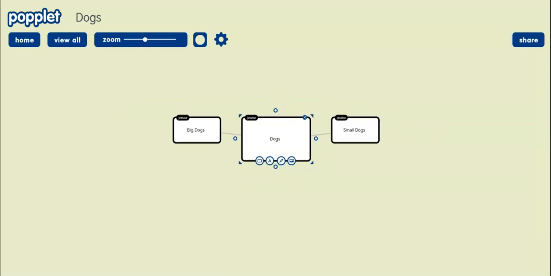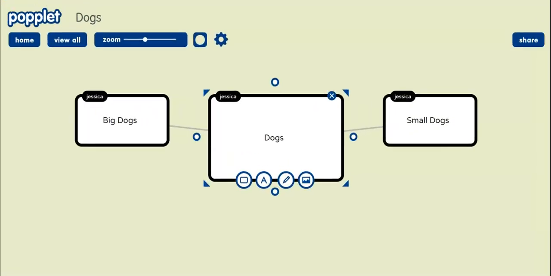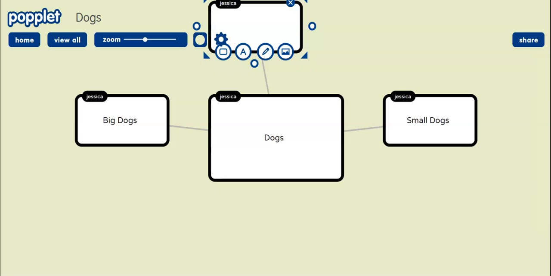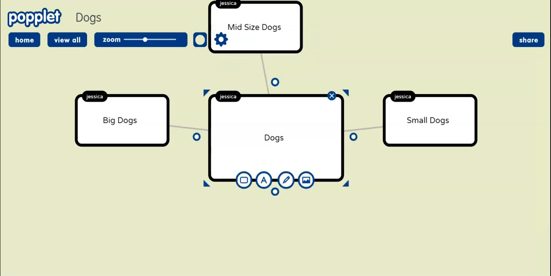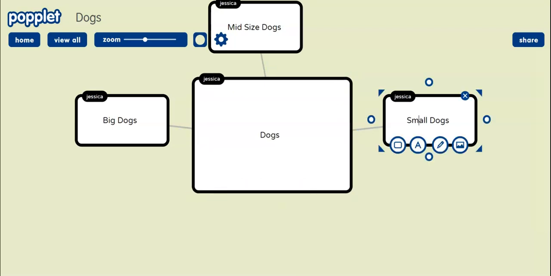So if I want to put medium dogs right here on top, I click this, and then we'll do mid-size dogs. Okay, so again, my main thought is dogs, so we want this one to be bigger than the others in my thought process, and then these are going to be a little bit smaller.